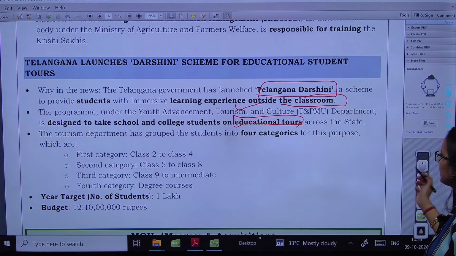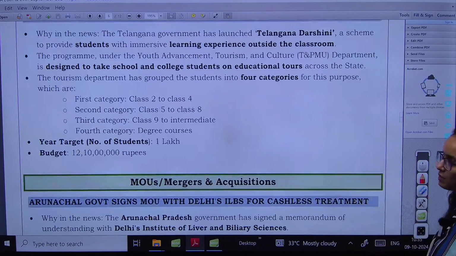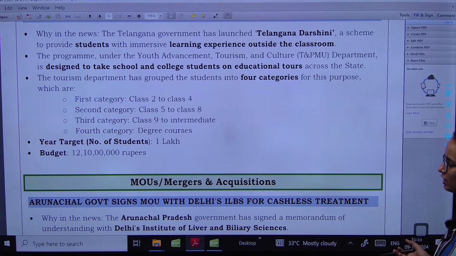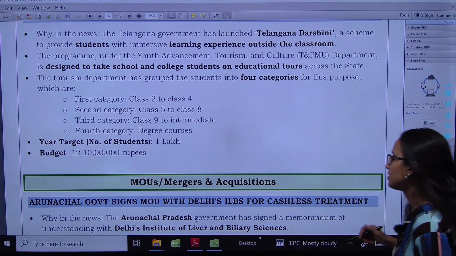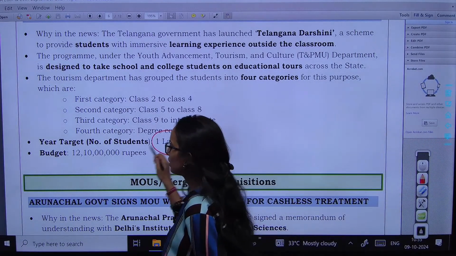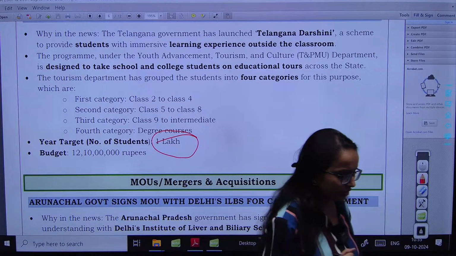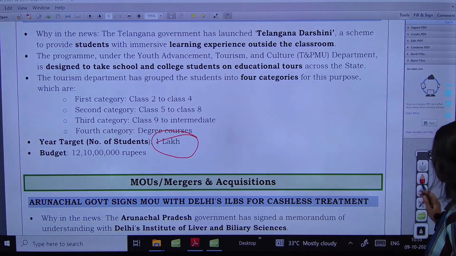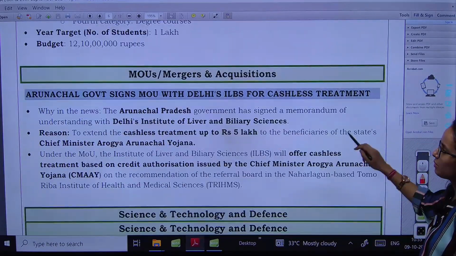And there are categories designed under it, first, second, third, depending upon the class. You can just go through the categories. First category, class 2 to 4, second category, 5 to 8, third category, 9 to intermediate, fourth category, degree courses, right? The target for the year is at least 1 lakh students becoming a part of this, and a lot of budget is there for this purpose.